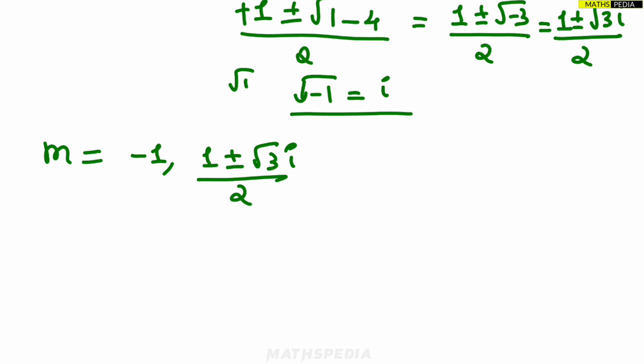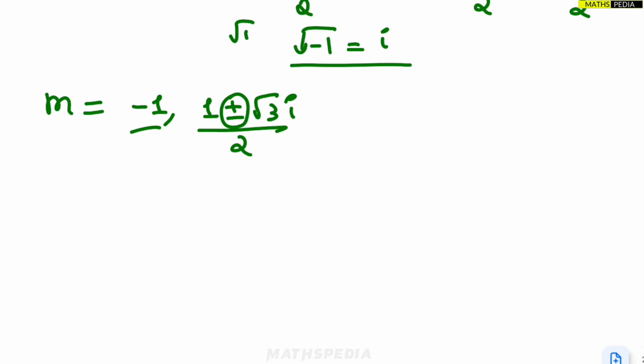So how many roots should you get? 3 roots. See here, plus or minus is there, right? That's why 3 roots. One will be plus, another will be minus, and minus 1 is there. So 3 roots you should get. We have to write the equation for this. So how to write? See here, all the roots are different or same. It is different.